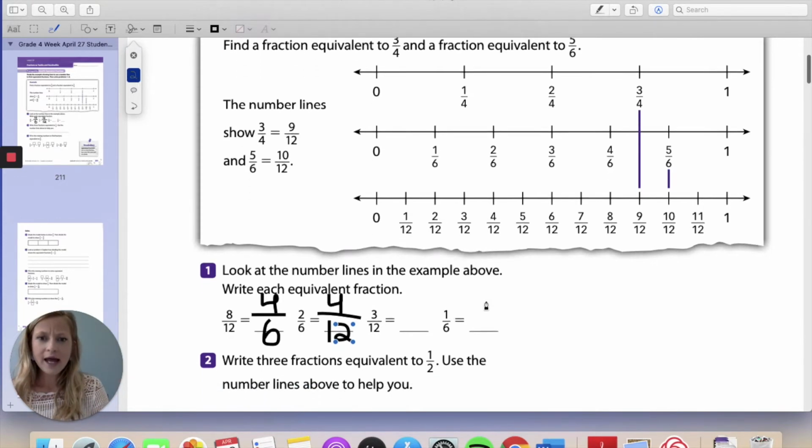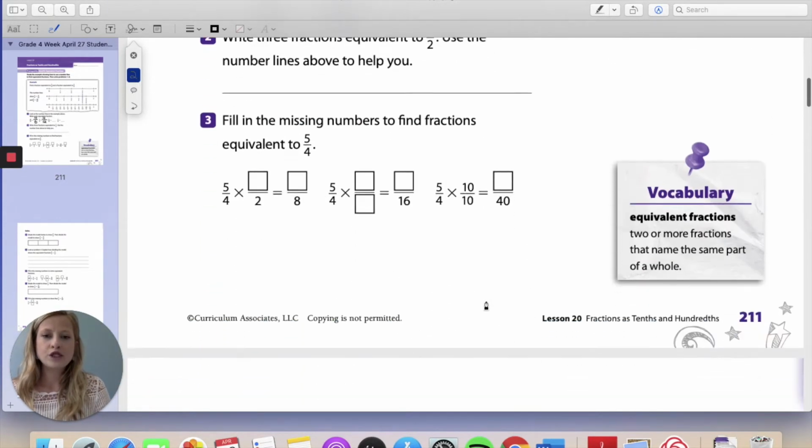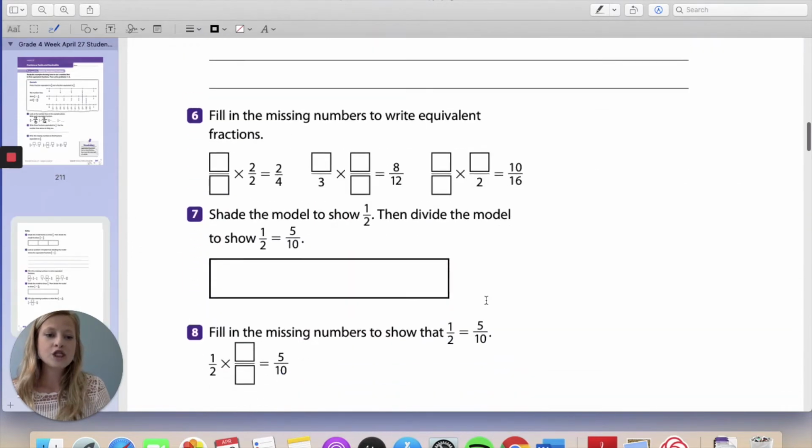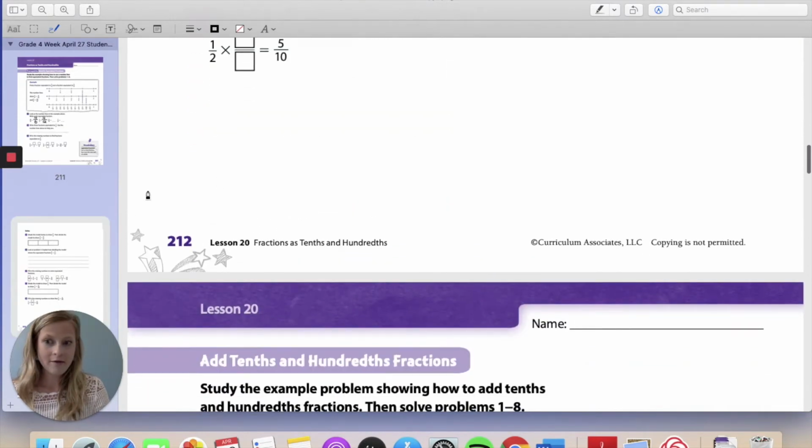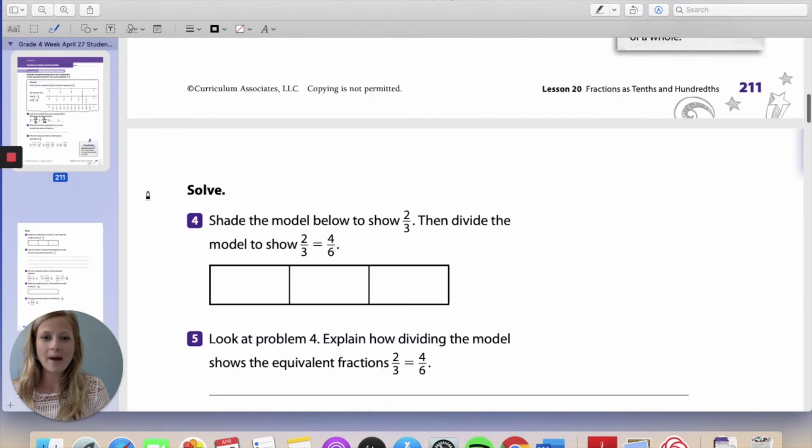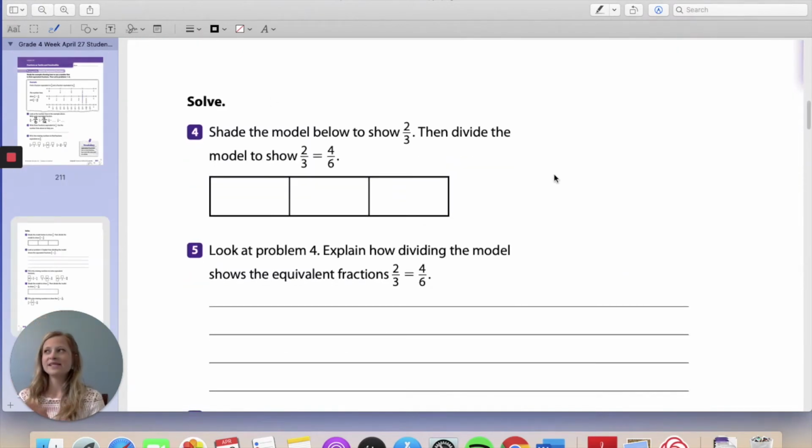Let's go ahead and scroll down to page 212, and I want us to look at number 4. Number 4, this is another way we can model equivalent fractions. So it says that first we need to shade the model below to show 2/3.